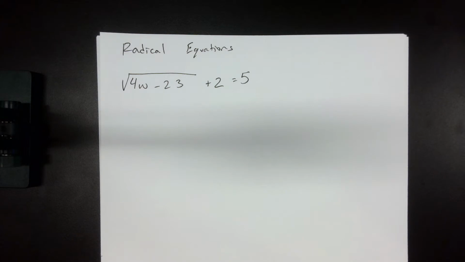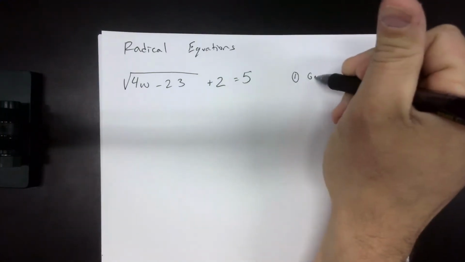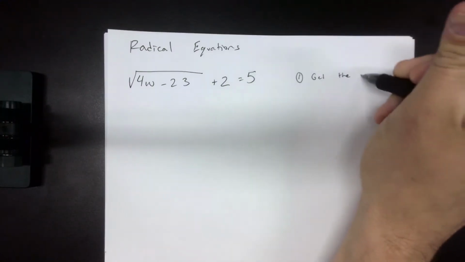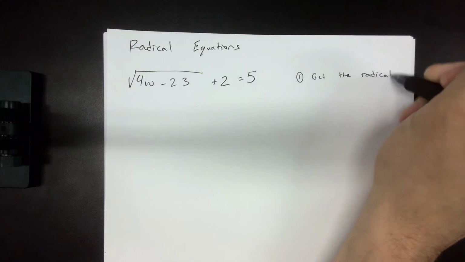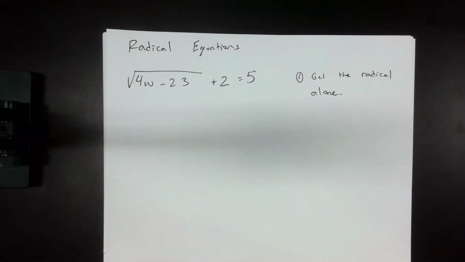Okay, so this is called a radical equation. Step number 1, and I'm going to do them right here. Step number 1, get the radical alone. So before we can actually solve these, we have to get the radical alone.